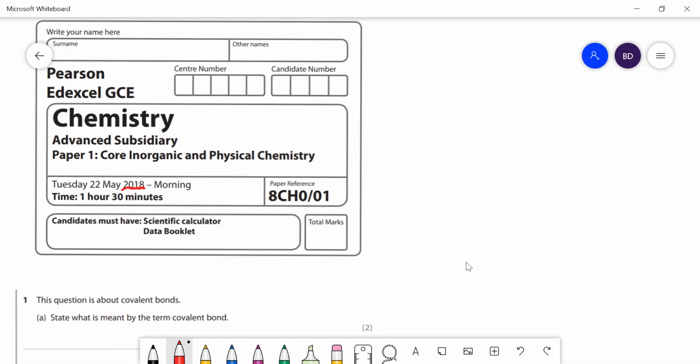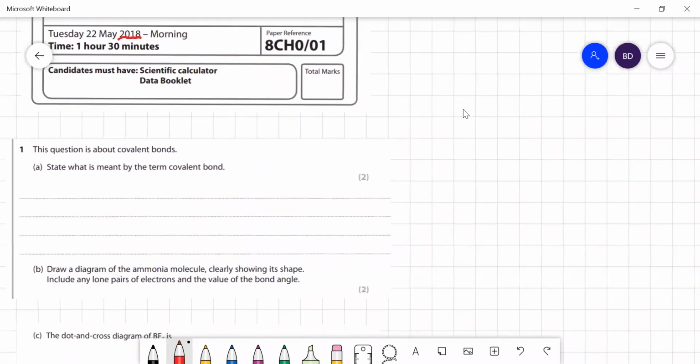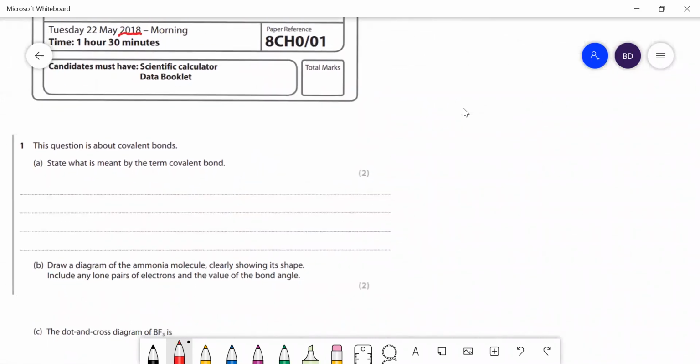Okay, first question then. What is meant by covalent bond? The term covalent bond is when two atoms share a pair of electrons. That's all you need to say.